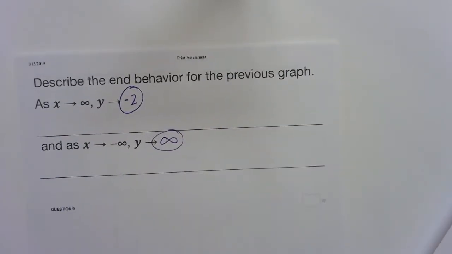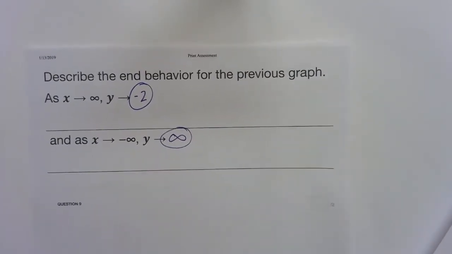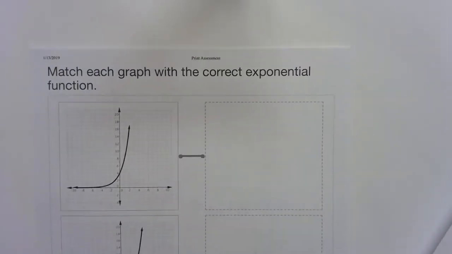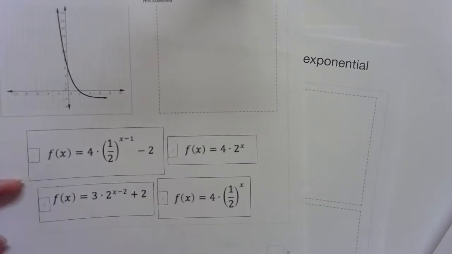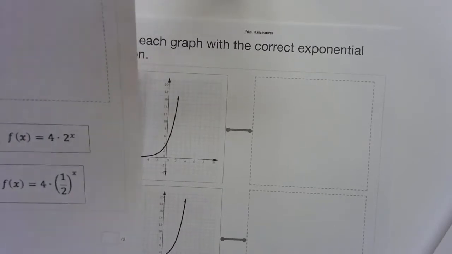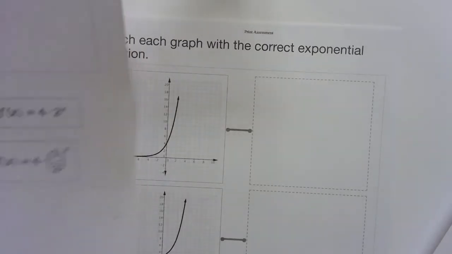So infinity should have been my answer there. Okay, question 9. Match each graph with the correct exponential function. So I have a set of exponential functions here that I can look at to put with each graph. Okay, so if I look at this one, I know that it crosses at 4.